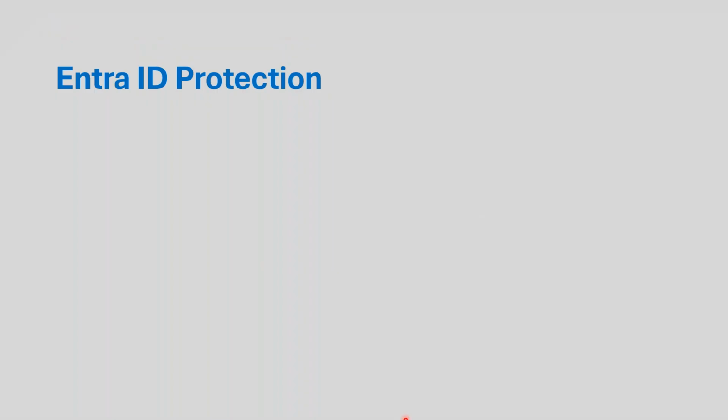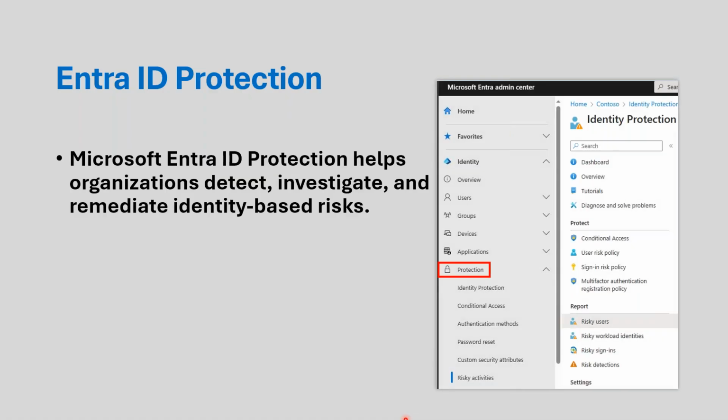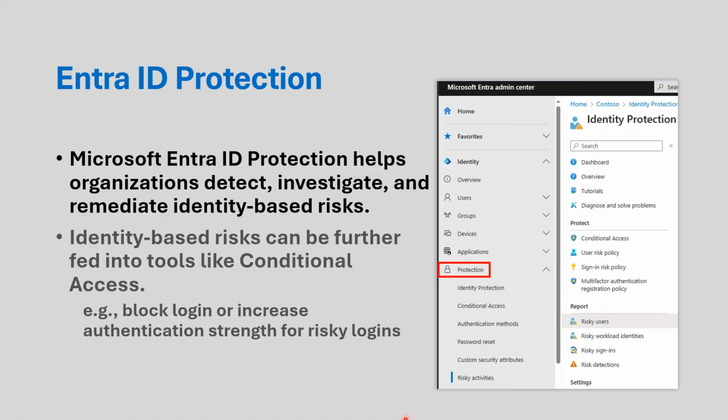Another tool Microsoft gives you is something called ID protection. This is that risky users, risky sign-ins thing that I mentioned before. And I'm going to drive a little bit into this to let you know what that is. What it does is it helps you detect and investigate and remediate identity risks in your systems, things that you on your own may not be aware of, but Microsoft is monitoring for you.